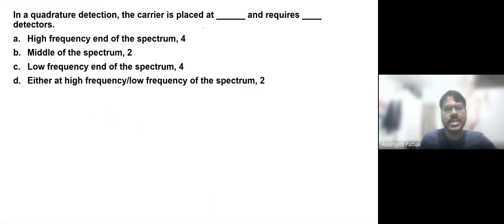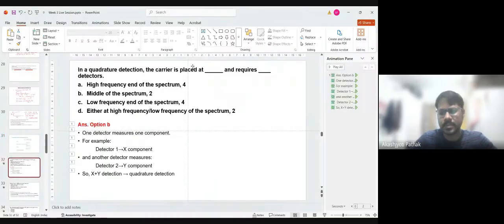So we discussed that for quadrature detection, I think the network connection is lost. Is it?